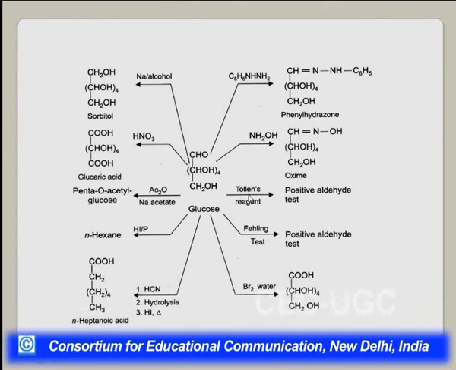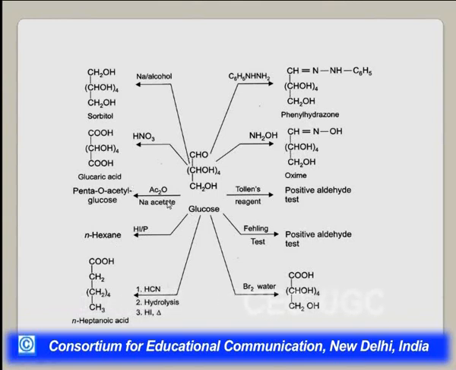With the Tollens reagent, it will give a positive test. With the Fehling solution, again a positive test will be there. And with bromine water, only the terminal aldehyde group gets oxidized to a carboxylic group. But with dilute HNO3, both the terminal groups get oxidized to carboxylic acid, that is a dicarboxylic acid. Here you can see the reduction part, it will give you sorbitol, and with hydrogen iodide and phosphorus you will get n-hexane, that shows that there are 6 carbon atoms in a straight chain.